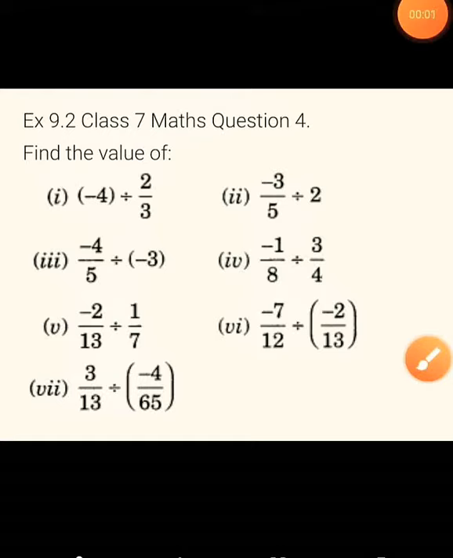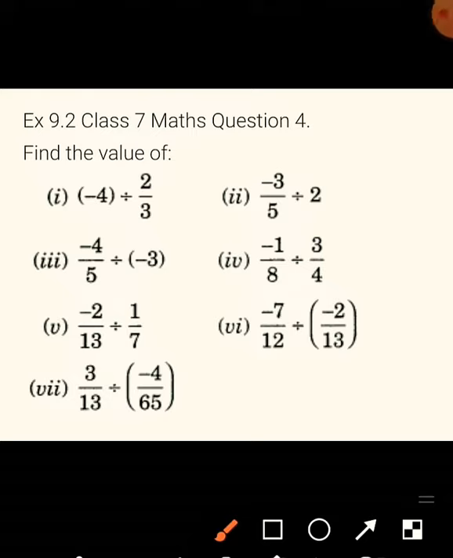Hello students, now we will see question number 4 of exercise 9.2. So question number 4 is division of rational numbers. Find the value of. So here we need to divide and find out the value of the following questions.